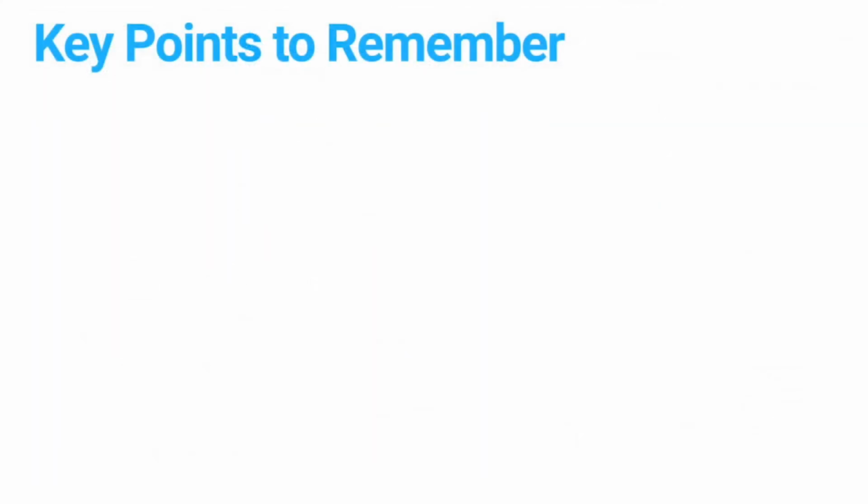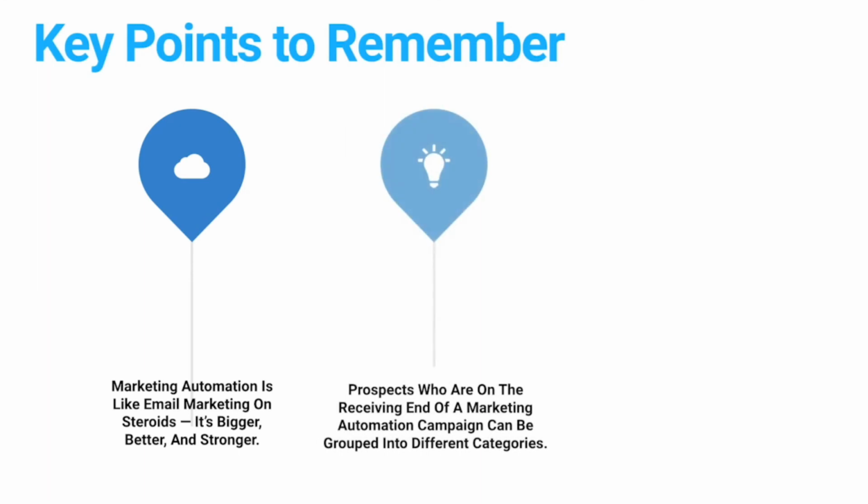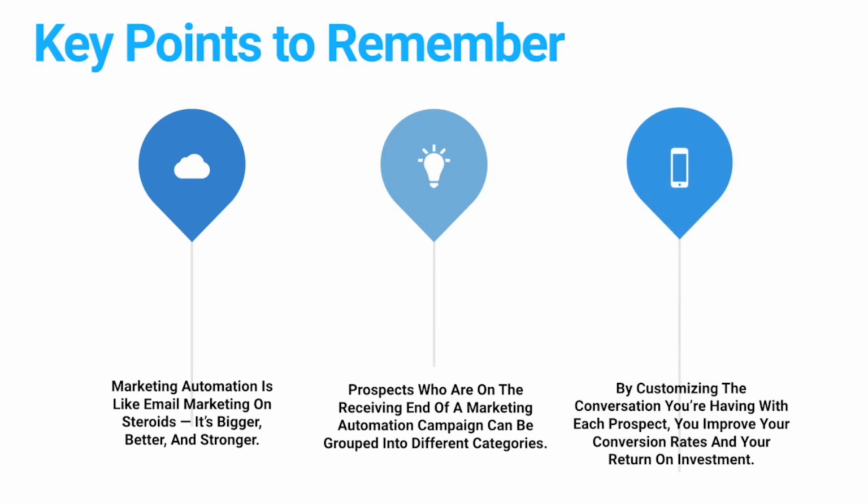Now, we've covered a lot of ground here. There's 3 things I want you to remember. Number 1, marketing automation is like email marketing on steroids, only it's bigger, better, and stronger. Number 2, prospects who are on the receiving end of a marketing automation campaign can be grouped into different categories. The people who are sales ready, you talk to them differently than the people who aren't sales ready and need to be nurtured along the way. Finally, by customizing the conversation you're having with each prospect, you improve your conversion rates and your return on investment.